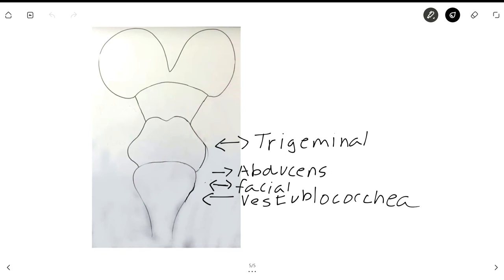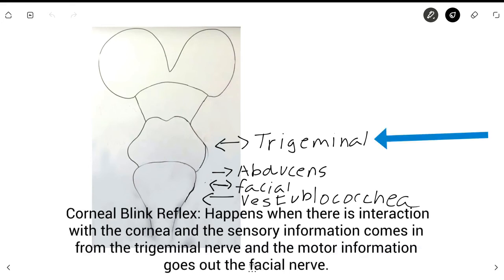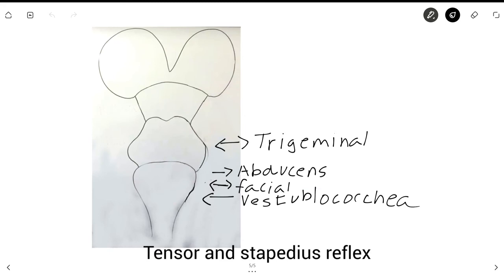And the second reflex is the corneal blink reflex. This is when you rub your cornea, you are going to blink. The sensory information for this reflex comes in from the trigeminal nerve, and then it goes out the facial nerve. And the final one is the tensor tympani and stapedius reflex.